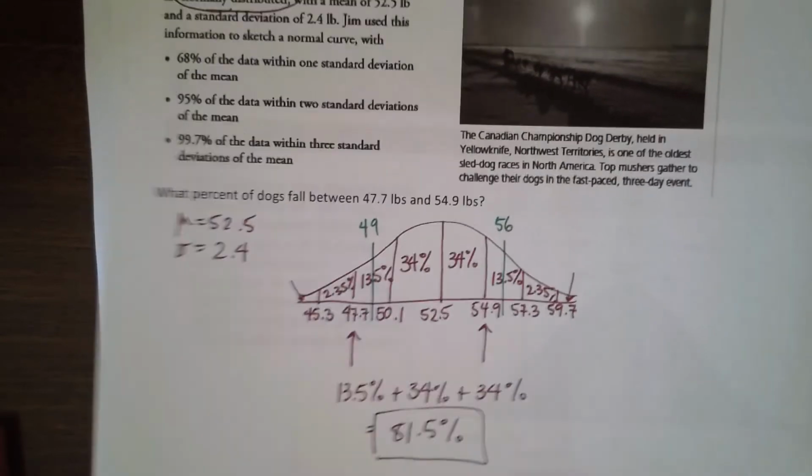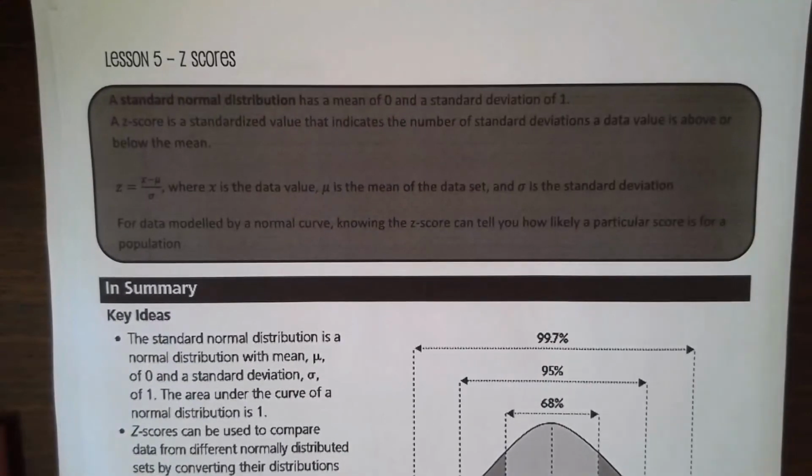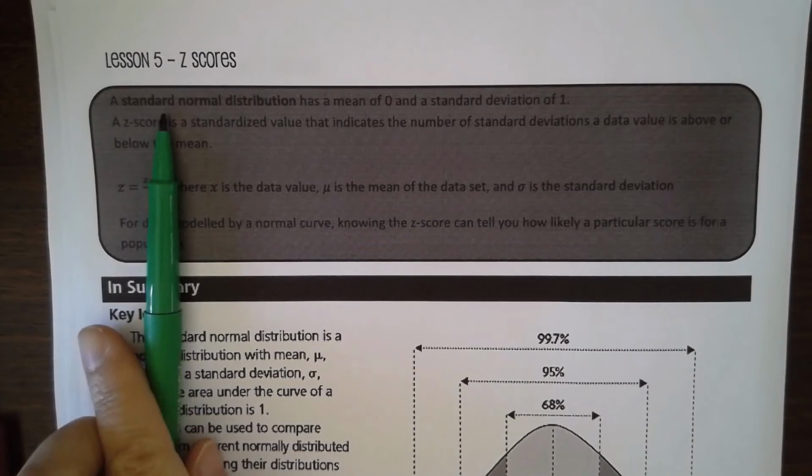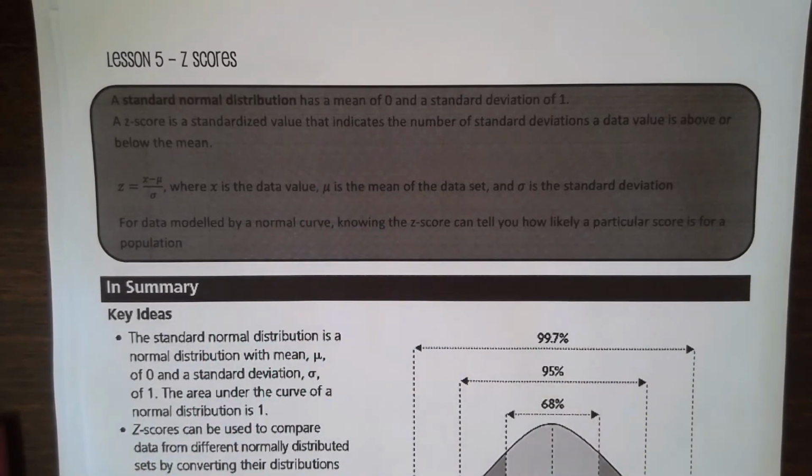Well, what we want to do is normalize our data, or standardize our data, right? So we're going to look at now a standard normal distribution. Before we were just doing normal distributions, now we're going to do a standard normal distribution. And what that does is it turns all of our means into 0 and our standard deviations into 1. And the way we do that is by calculating something called a z-score. A z-score is our standardized value that tells us how many standard deviations we are away above or below the mean.